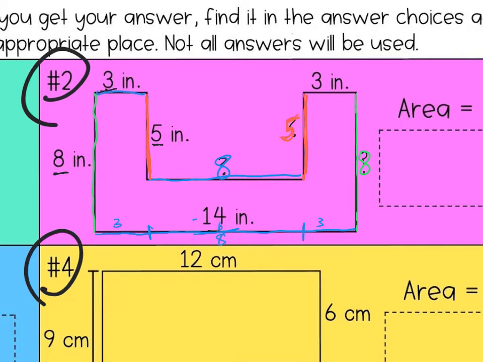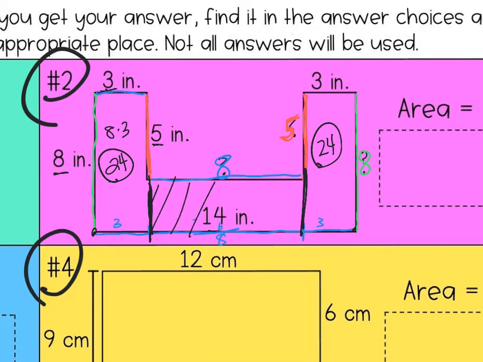So now I can break my pieces apart into shapes of rectangles so I can find the length and the width. So 8 times 3 is 24. 8 times 3 is also 24. I'm not going to use 14 because that would go from end to end. I only need this piece right here. I'm going to shade it so you can see.